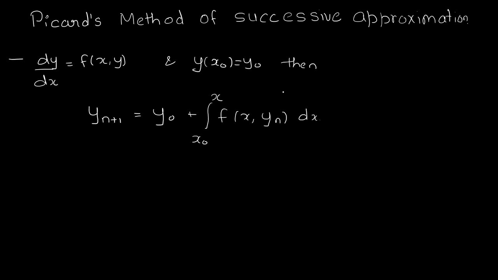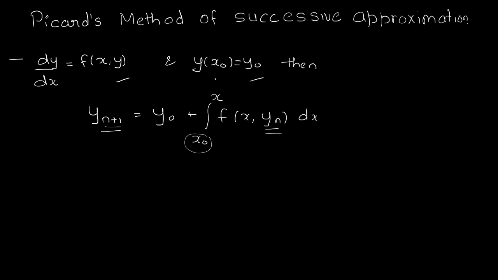Now we will see Picard's method of successive approximation. Suppose dy by dx is given, and y of x naught is equal to y naught, some initial condition is given. Then to find the value of y of n plus 1, the formula is y naught plus the integral from x naught to x, where x naught is the initial condition given, of f of x comma yn dx. You can treat this as a recursive relation also, because the n plus 1th term is dependent on the nth term.